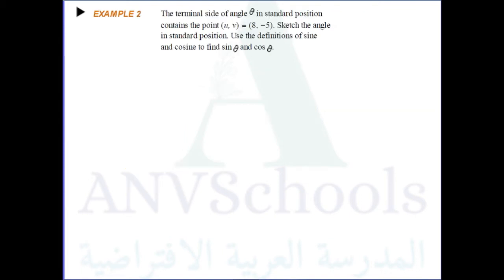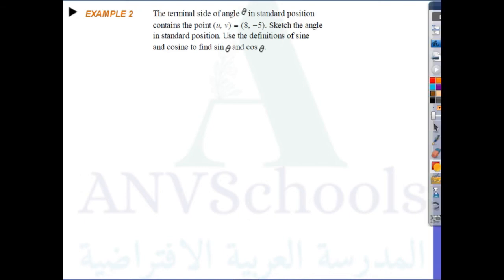Example number 2. The terminal side of angle theta in standard position contains the point (u, v) equal to (8, -5). Sketch the angle in standard position and use the definitions of sine and cosine to find sine theta and cosine theta. So we are given a point here and the terminal side containing that point (u, v).